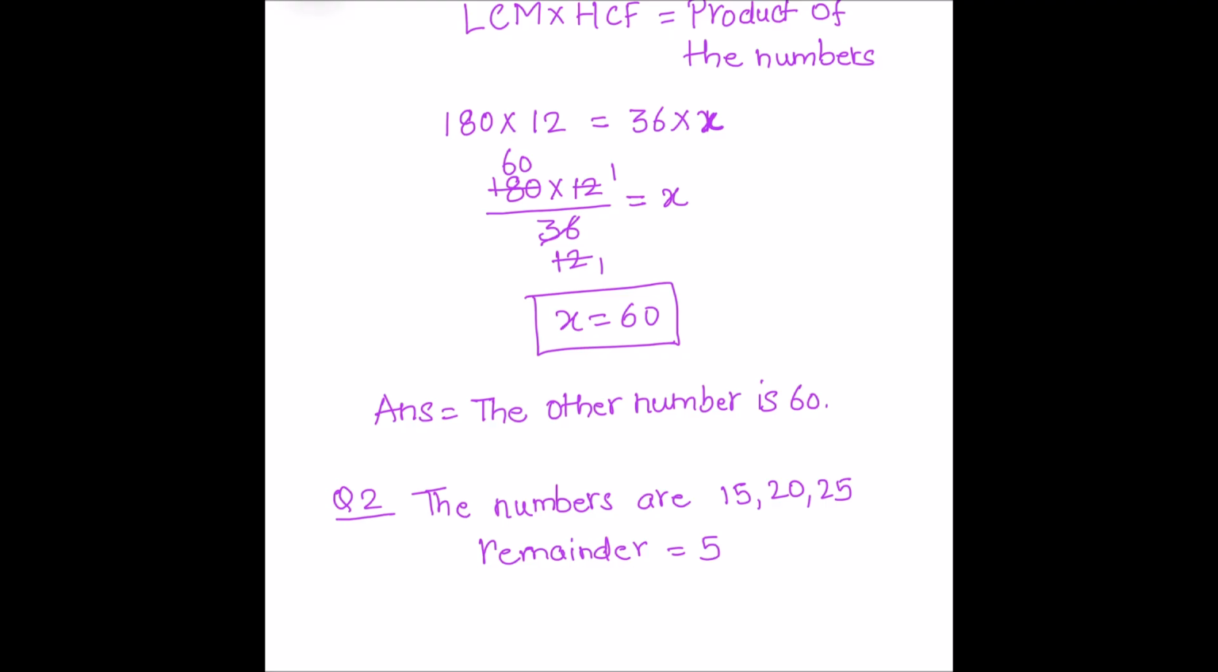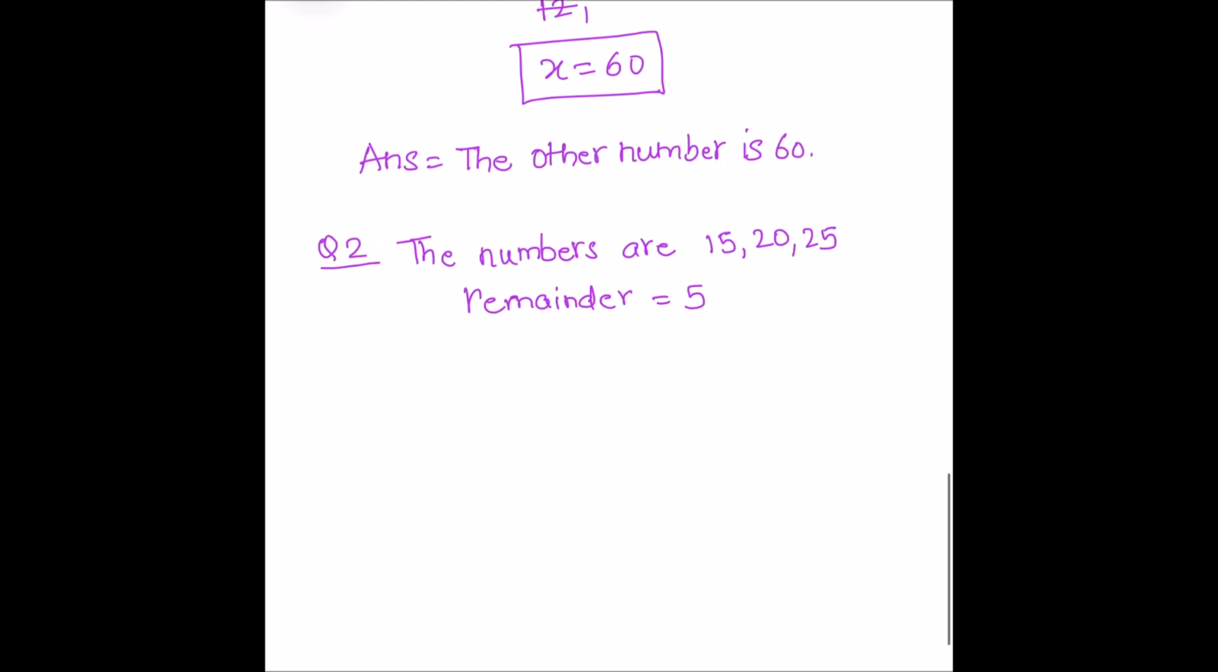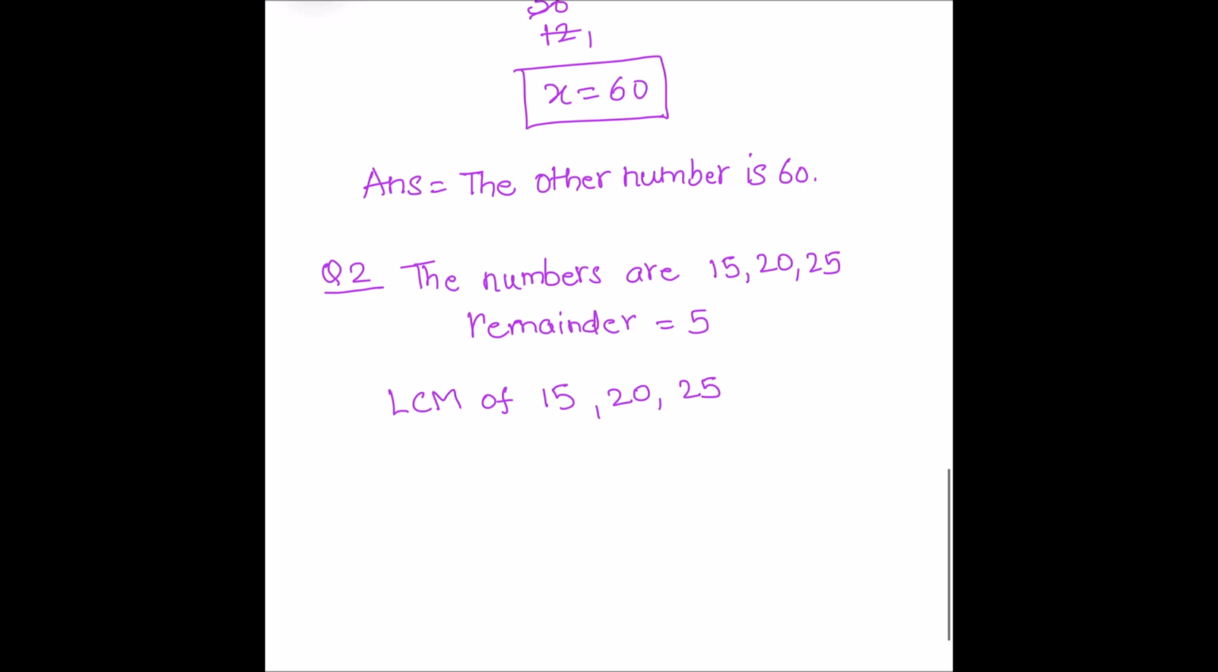So first of all as we need to find the smallest number, we are going to first find the LCM of the three numbers, LCM of 15, 20 and 25. That will be the smallest number. And then as it leaves the remainder of 5, we are going to add 5 to the number. So let's first find the LCM of the three numbers.